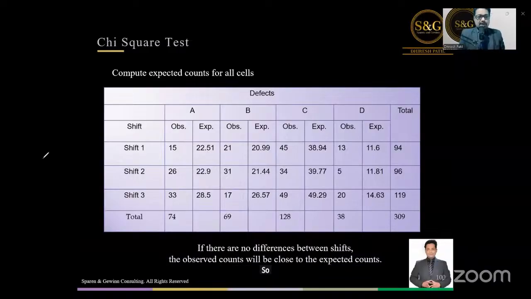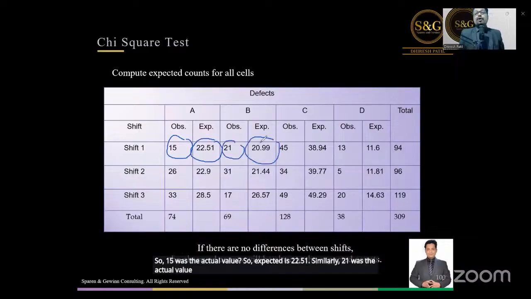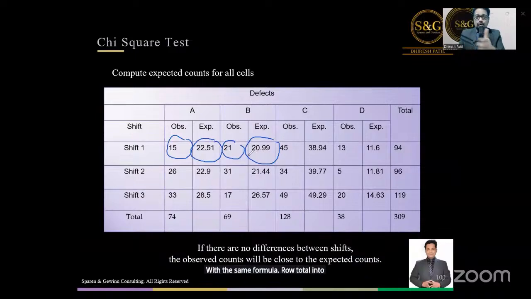So 15 was the actual value, and expected is 22.51. Similarly, 21 was the actual value, and expected was 20.99, with the same formula: row total into column total divided by grand total. Then this entire matrix is calculated.